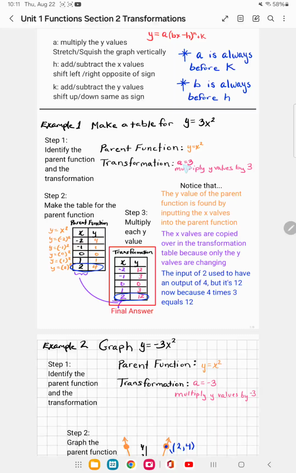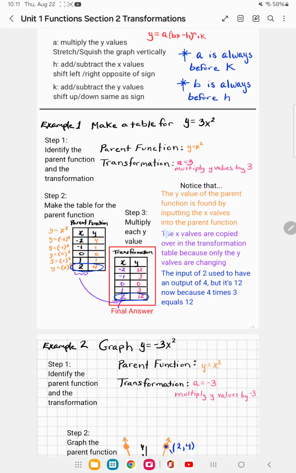So if our transformation is a, and a multiplies to the y values, then that means that the x values are all going to stay the same. So we're going to copy over the same numbers into the x column, and then start changing the y values based off of what a is. So a is multiplying by 3. So we're going to take 4 times 3 and get 12. 1 times 3 and get 3. 0 times 3 and get 0. 1 times 3 and get 3. And 4 times 3 and get 12.